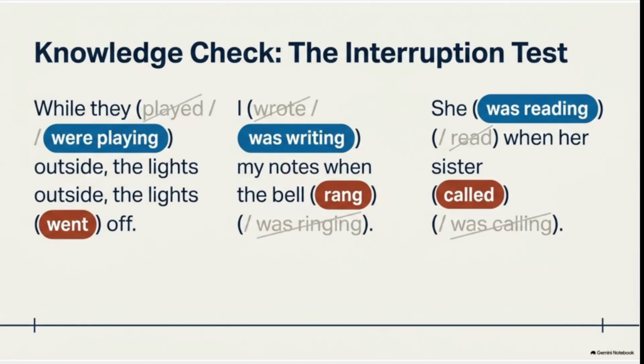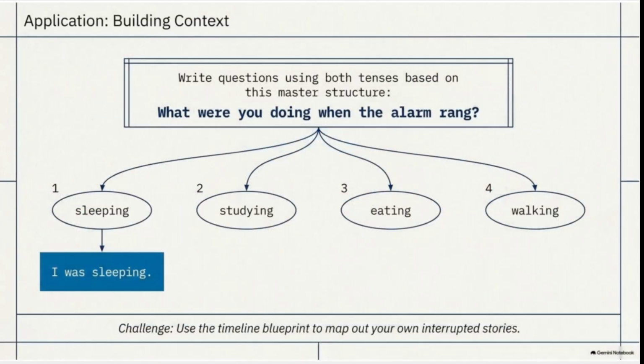One more example. She was reading when her sister called. The correct forms are was reading and called. Remember the pattern: long action, past continuous; short interruption, past simple.